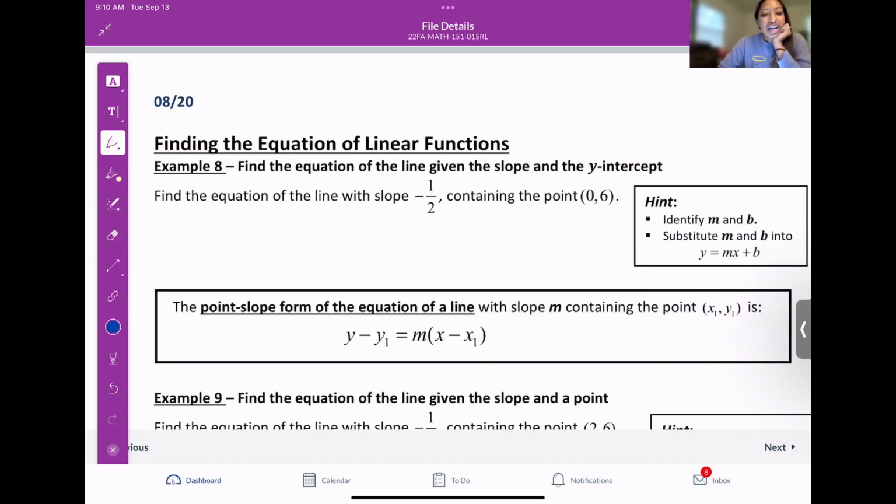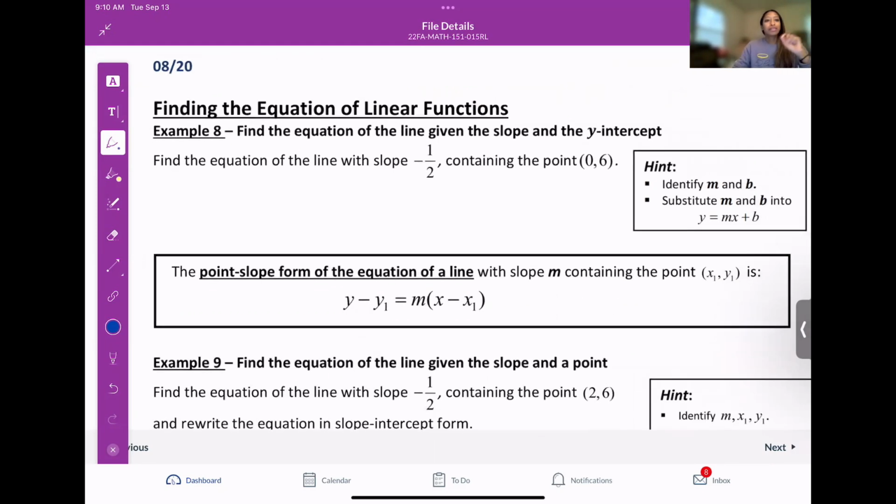Finding the equation of a linear function. Find the equation of a line with slope 1/2 containing the point 0, 6. There are several different ways we can be given information and find the equation of a line. Earlier, we said if we're given 2 points on the line, we can find the equation. So we know how to do that. We said also, if we're given the graph of the line, we can find the equation, or if we're given the table that represents the line, we can find the equation.